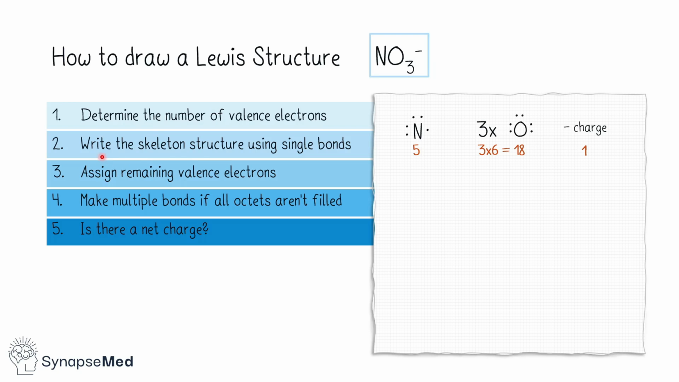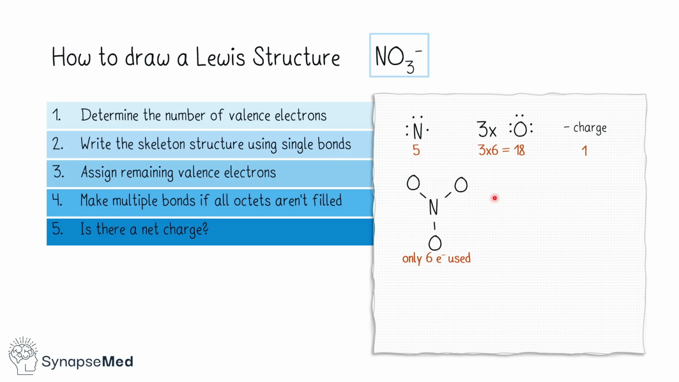The next rule is that we have to write the skeleton structure using single bonds. So we just want to connect those elements as simply as possible. We have written the nitrogen in the middle and connected all the oxygens in a geometrical fashion. Now if we count all the electrons we've used, and it's important you only use single bonds at first, we have used 6 electrons overall, out of the 24 that we counted we need in our nitrate. This is where rule number 3 comes in handy: we now have to assign the remaining valence electrons, which are 18.